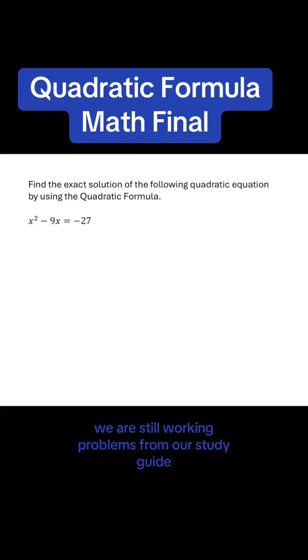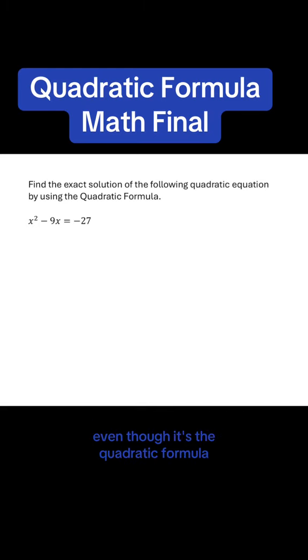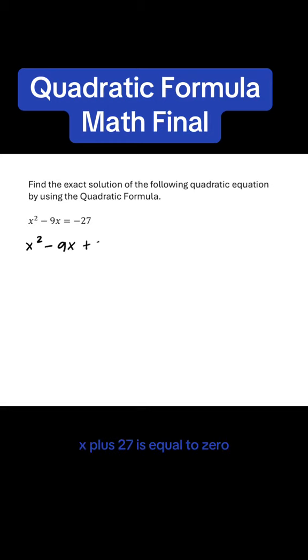We are still working problems from our study guide. This next one is going to involve the quadratic formula. Even though it's a quadratic formula, the equation still should be set equal to 0. So negative 27, move it over to the left side. So I'm going to have x squared minus 9x plus 27 is equal to 0.